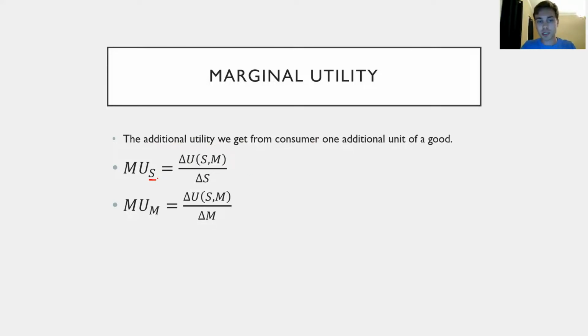So the marginal utility of a Skittle is just the change in utility we get, or the amount our utility changes when we change our Skittles by 1 unit. So how much extra utility do we get when we are given 1 extra Skittle? And then similarly, we can write the marginal utility for an M&M in this way: the change in utility divided by the change in M&Ms.